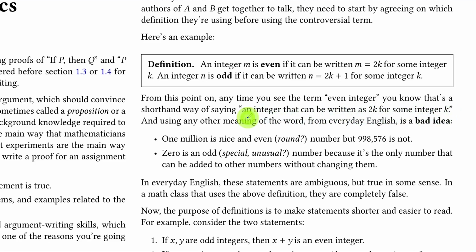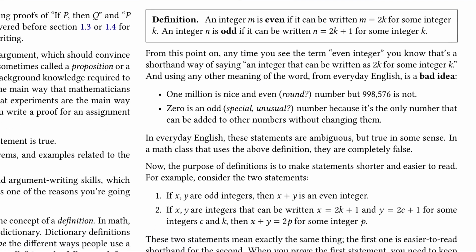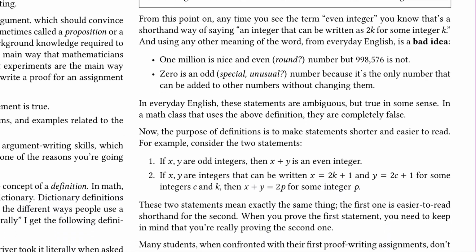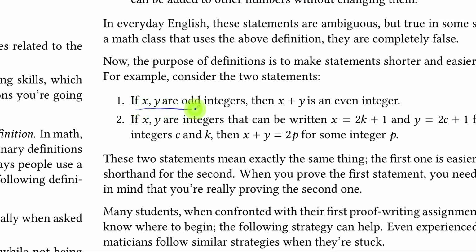And we're using a definition, we're using a term even instead of just writing this all out every time, because sometimes it would be really tedious and hard to understand to write out the whole long version of the definition. So, for example, if x and y are odd integers, then x plus y is an even integer. That's something you can read and understand and make sense.